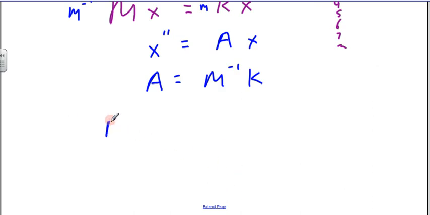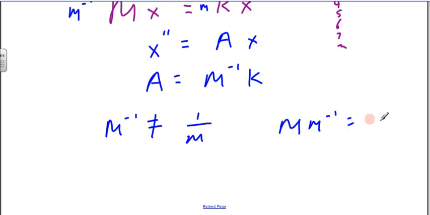Now, this inverse M is not 1 over M. That's not what it is. It's the inverse matrix. So if I take M times M inverse, I'm going to get the identity matrix. And if I take M inverse times M, I'm going to get the identity matrix. So it has nothing to do with the minus sign meaning 1 over M. It has everything to do with it meaning the inverse of. Okay, so that's pretty cool.